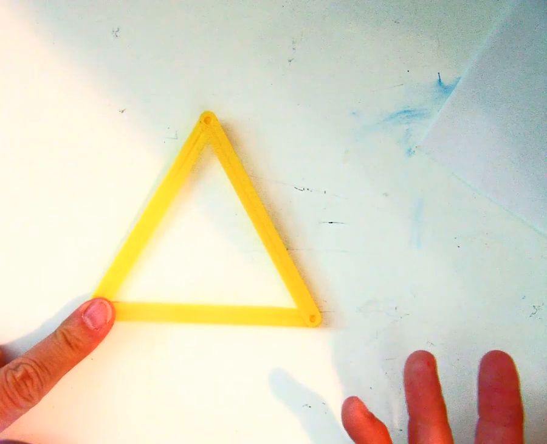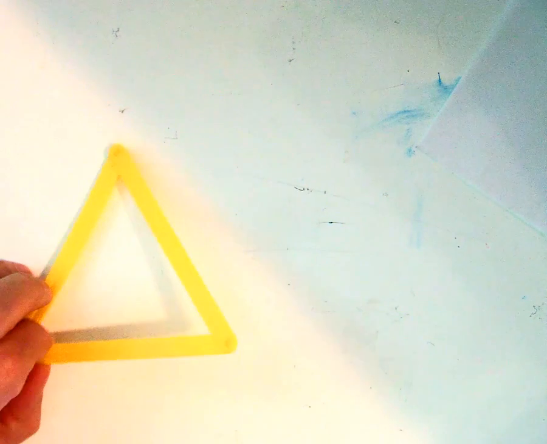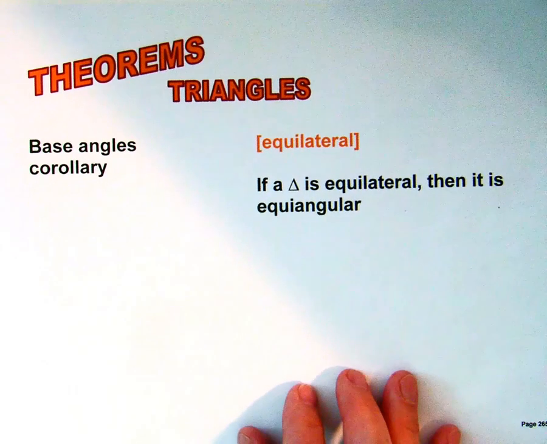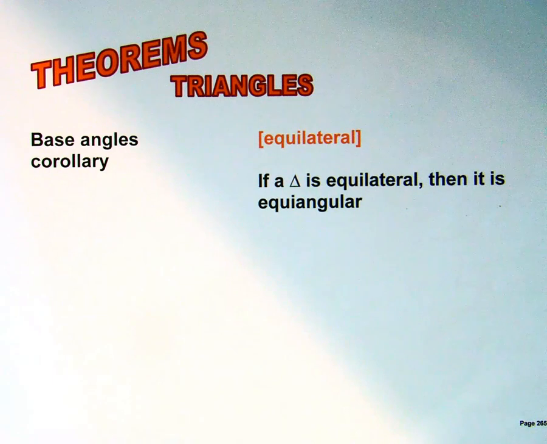Wait, that just means they're all congruent, doesn't it? Yeah, well, that's just like one more step. And remember, one more step is a corollary. So the base angles theorem corollary is that if a triangle is equilateral, then it is equiangular.